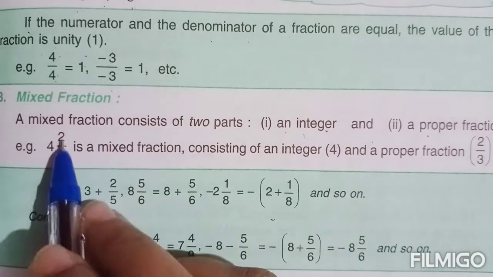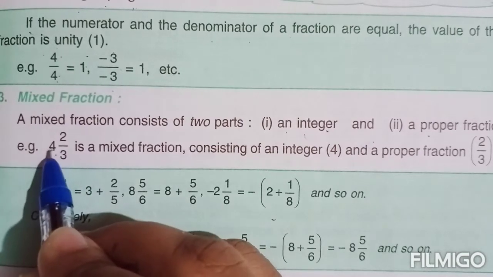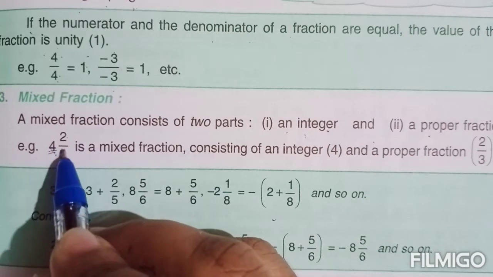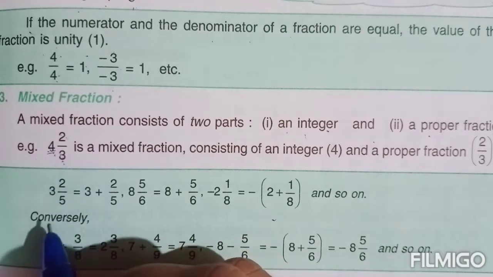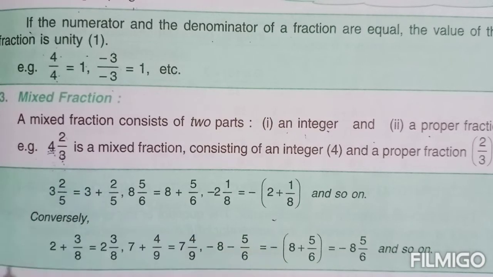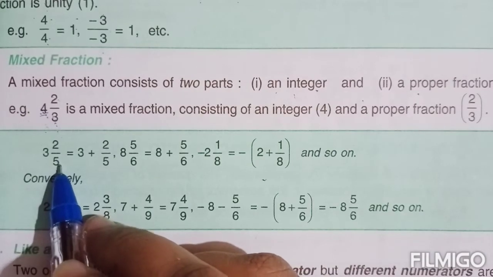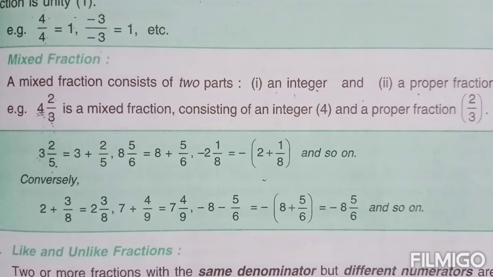Example 4 2 by 3. This is a mixed fraction. It consists of an integer, here it is 4, and a proper fraction. Numerator will be less than denominator. Okay. Proper fraction 2 by 3. This is a mixed fraction. 3 2 by 5. It is a mixed fraction. Integer it is 3 and proper fraction it is 2 by 5.